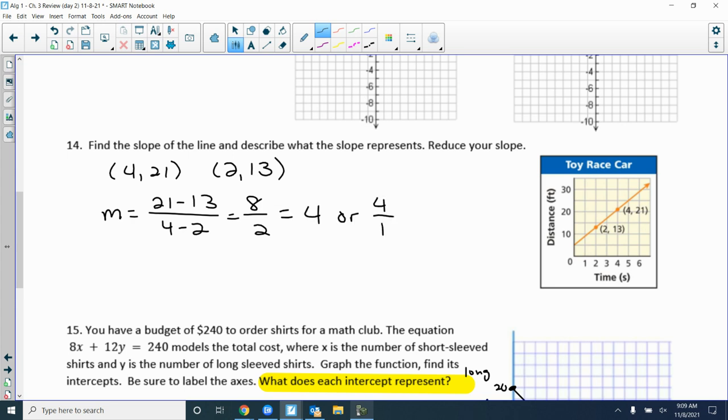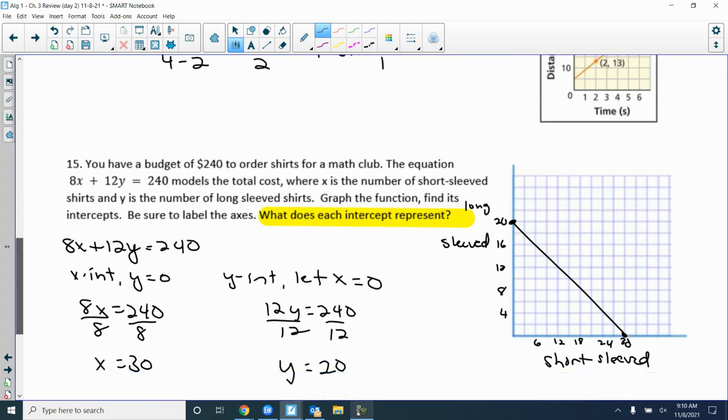All right, what does it represent? You got to tell me in terms of this little graphic and this number, what does the 4 mean and what does the 1 mean? Okay, so if you look at my explanation, what does it say there? The toy car is traveling at a rate of what? 4 feet per 1 second. I didn't write the number 1 in it, but that's what that means. 4 feet per second.